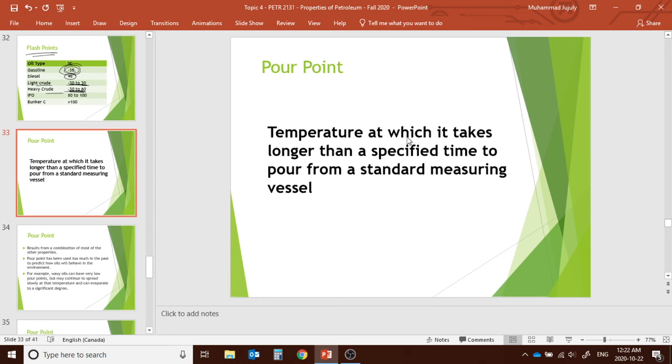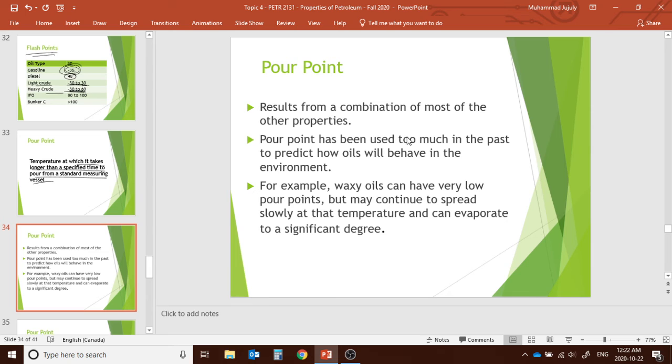Pour point is the temperature at which it takes longer than a specified time to pour from a standard measuring vessel. That means how liquid it is, like how the liquid first pours. Okay, that means it's a result of a combination of most of the other properties. Pour point has been used a lot in the past to predict how oil will behave in the environment.